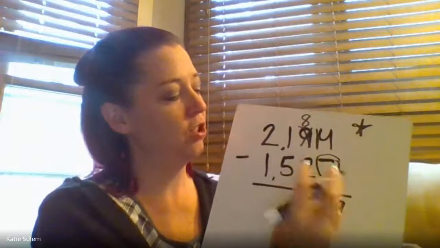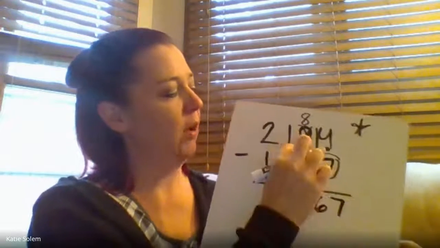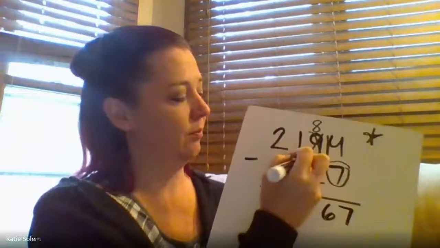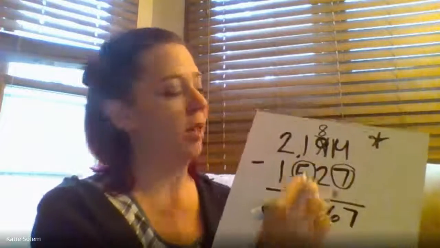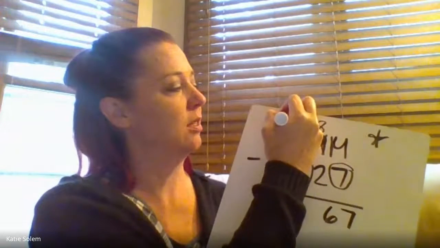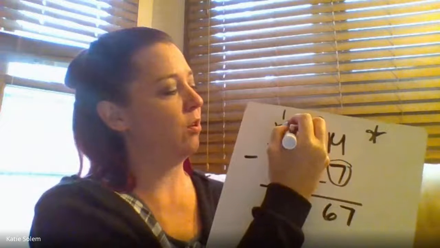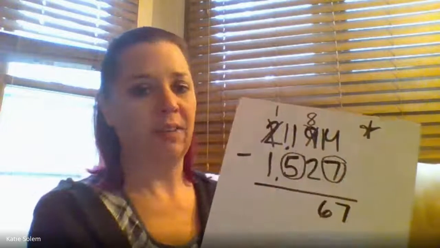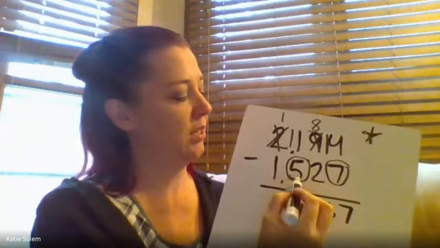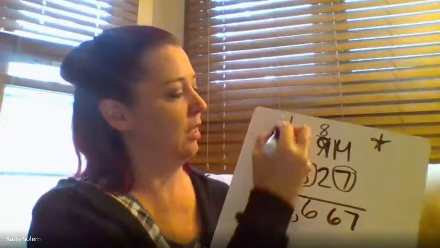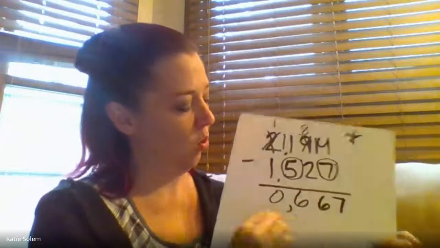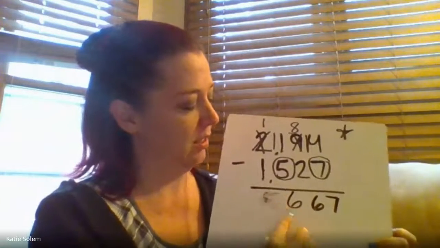8 minus 2 is 6. Now I have 1 minus 5. Another big number on the bottom. So I'm going to go next door to the thousands and borrow 1,000. So that 100 is now going to turn into 1100s. 11 minus 5 is 6. 1 minus 1 is 0, or I could just say 667.